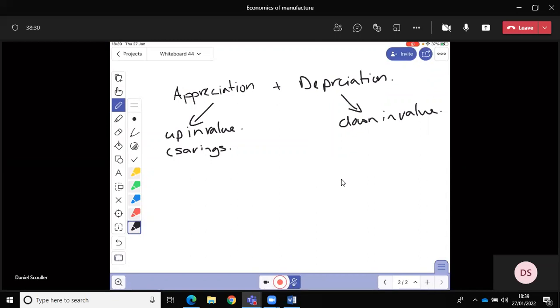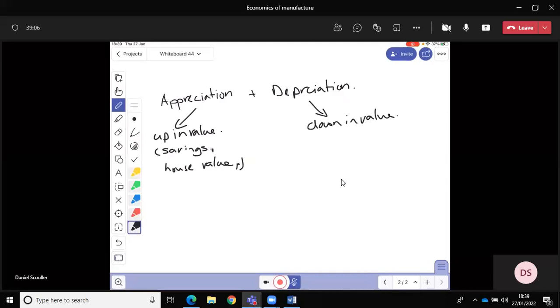Common examples of appreciation: savings. Hopefully the savings in the bank are going to appreciate at a certain level. Your savings account might have 2% interest, so every year it should increase by 2%, and that will continue increasing by 2%. Other things that appreciate: you'd hope your house value goes up, if you're lucky enough to own a house. Common examples of depreciation: if any of you own a car, you've probably heard that as soon as you drive a new car off the forecourt, it loses 20%. That's it depreciating, going down in value.